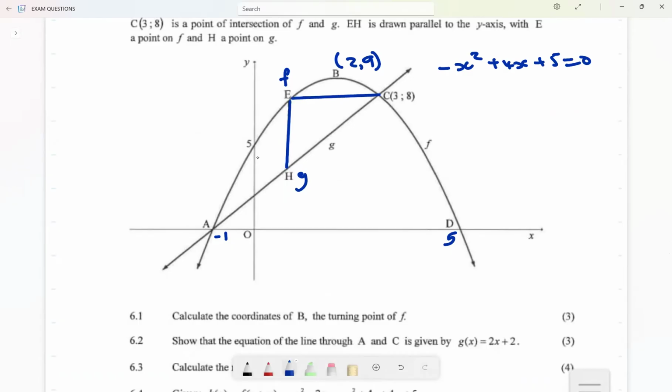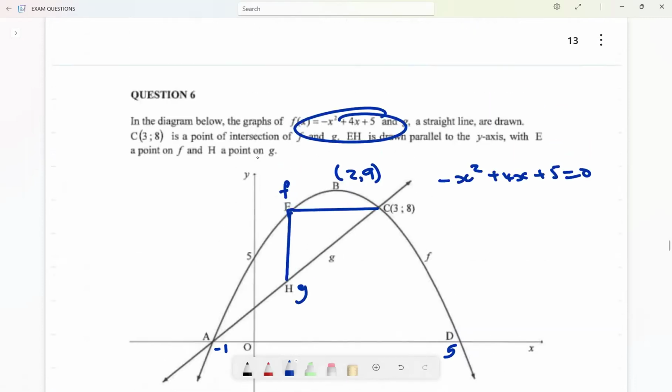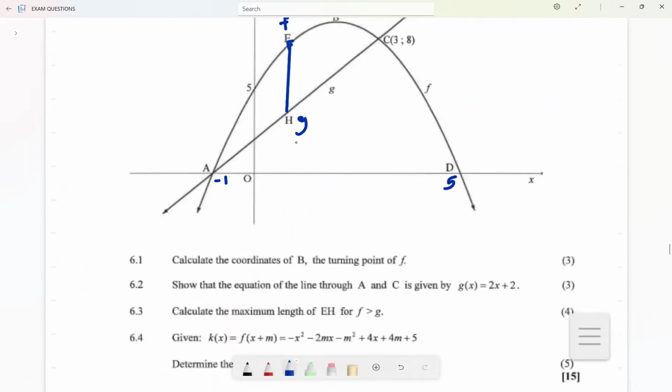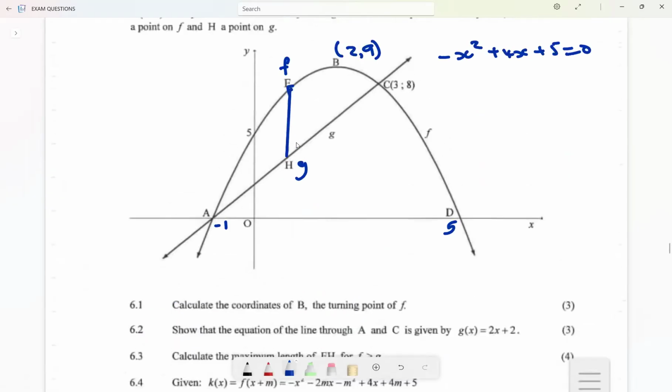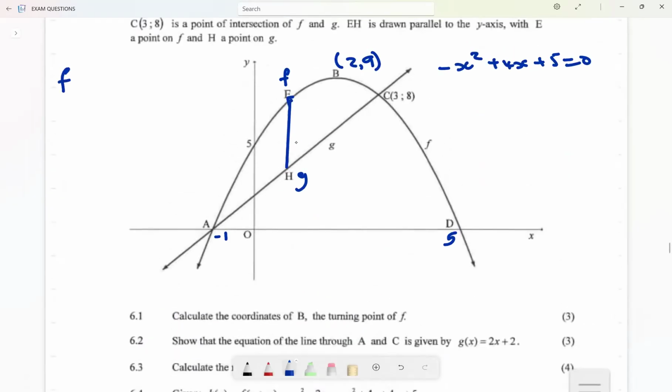I think it's also correct to say, okay, when y is equal to 8, how many values of x can you get? You're going to get 2 values of x here, and one is going to be 3 and one is going to be whatever. I think it's 1. I don't know. But to make things easier, when they want the maximum length EH, just say graph of f minus graph of g is equal to 0.